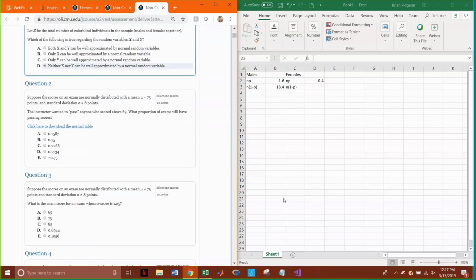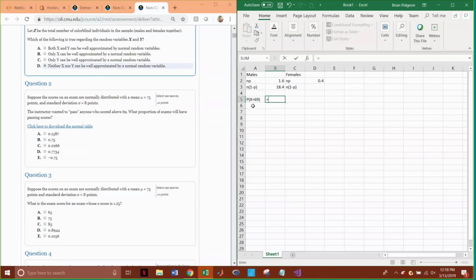Suppose the scores on an exam are normally distributed with mean 75 and standard deviation 8. The instructor wants to pass anyone who scores above a 69. So what proportion of exams will have a passing score? We're just looking to see what is the probability that X is greater than 69, where X is the grade on the exam. Note though that because this is a greater than probability statement, Excel won't be able to do this calculation immediately.